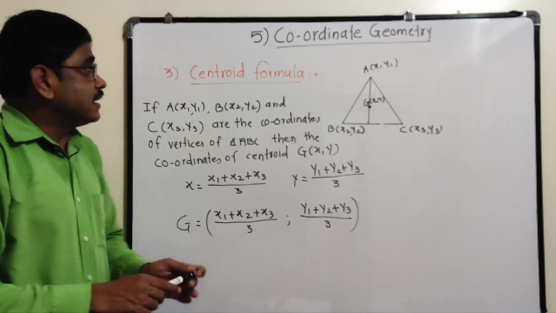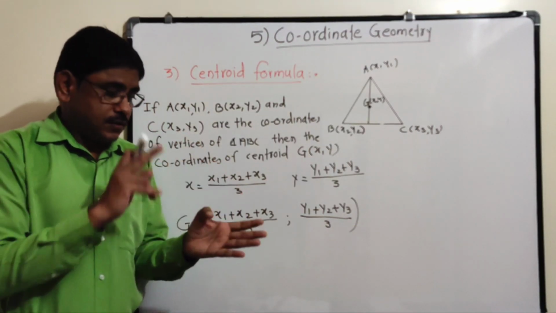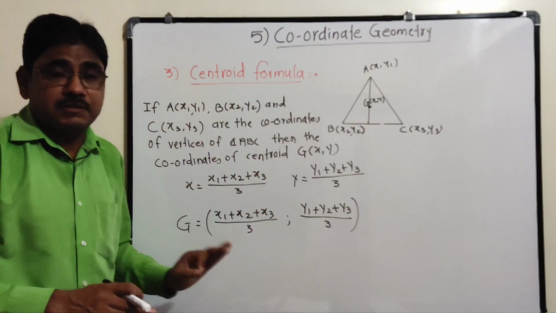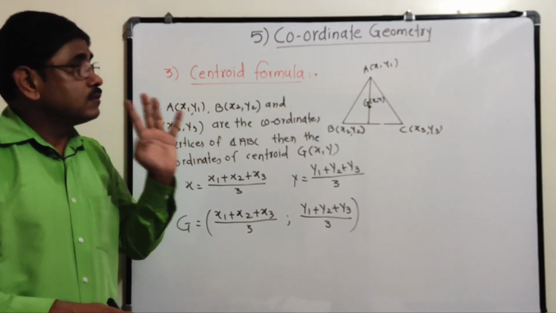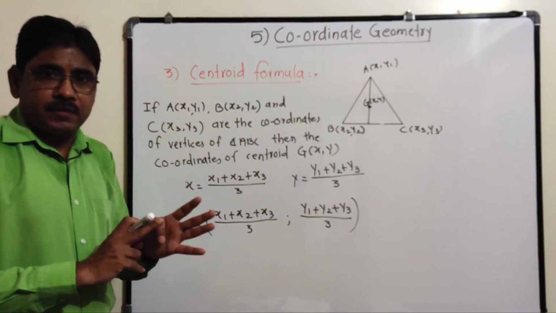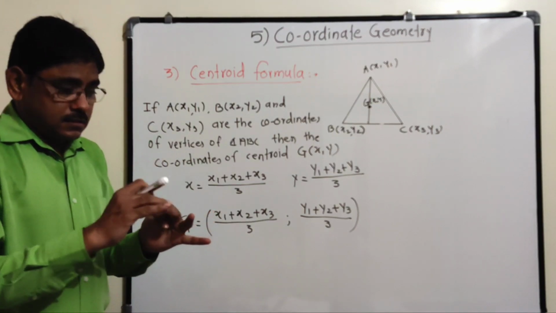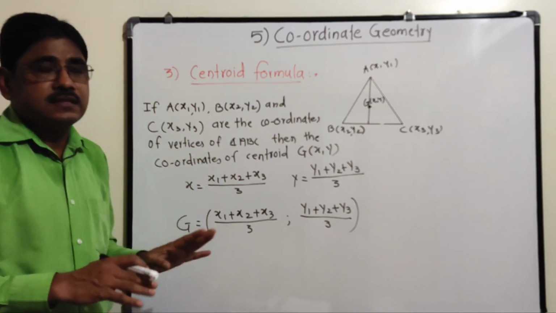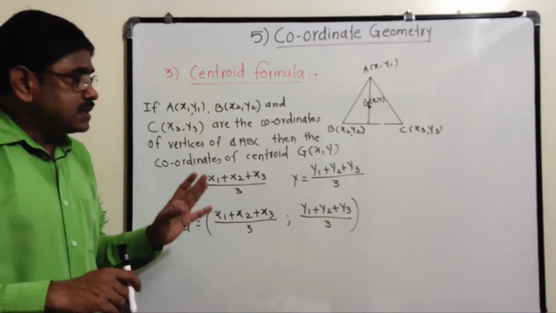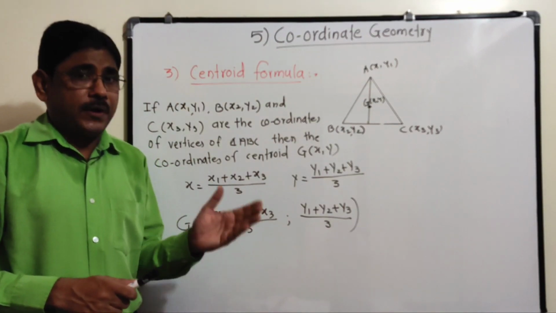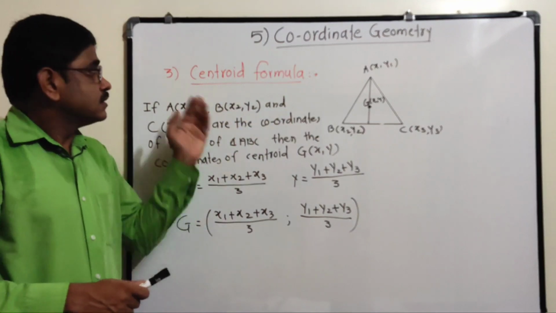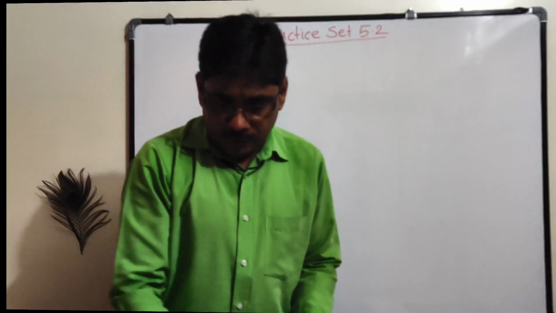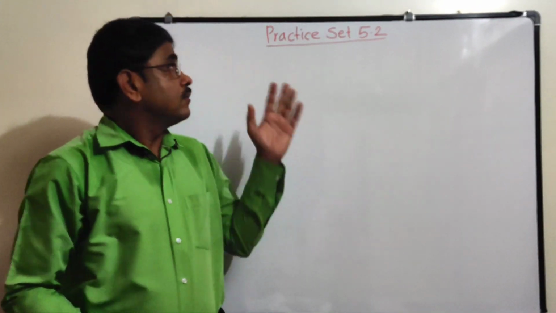So remember students, here three formulas are there. First one, the distance formula, is already there. In this chapter, this whole chapter is based on only four formulas: distance formula, section formula, midpoint formula and centroid formula. So if you learn all four formulas by heart, then you can solve any sum from this chapter. Now the next practice set 5.2 is based on these three formulas: section formula, midpoint formula and centroid formula. Now let us see practice set 5.2.